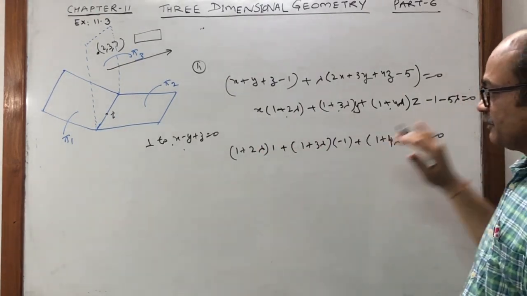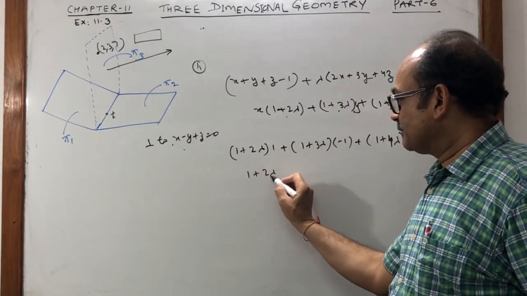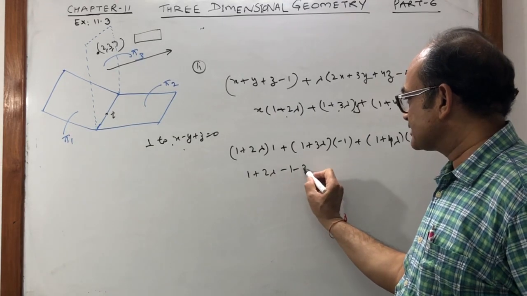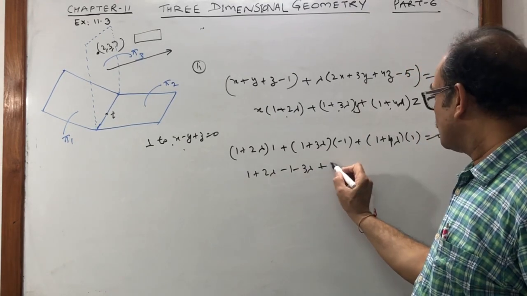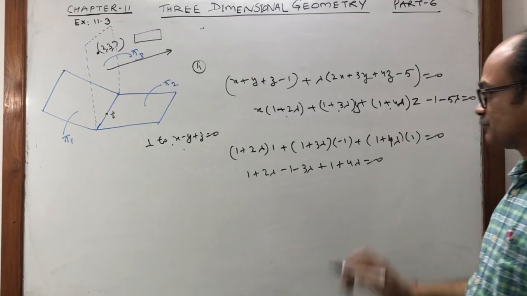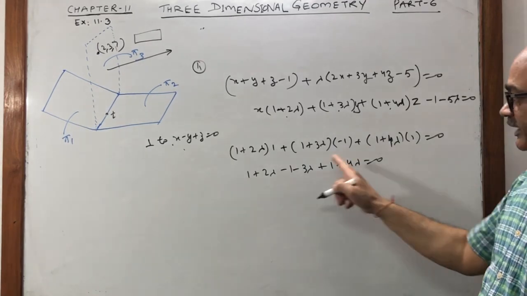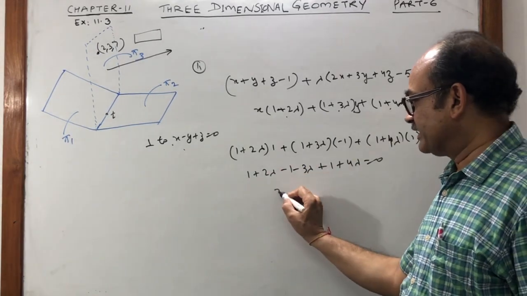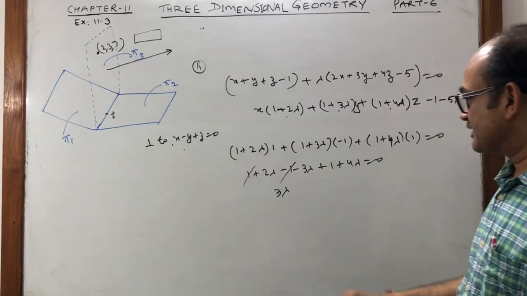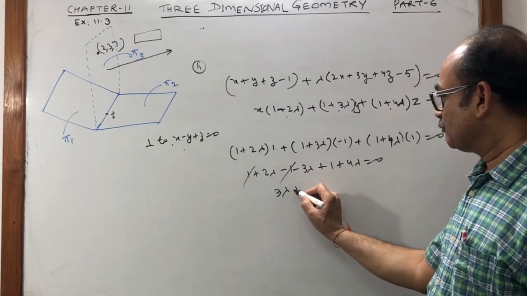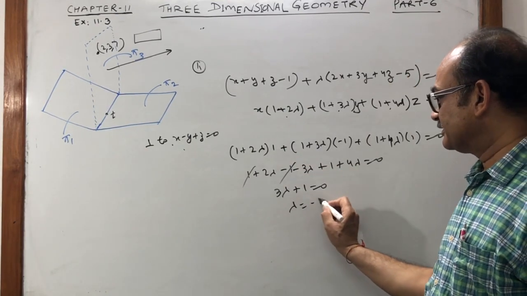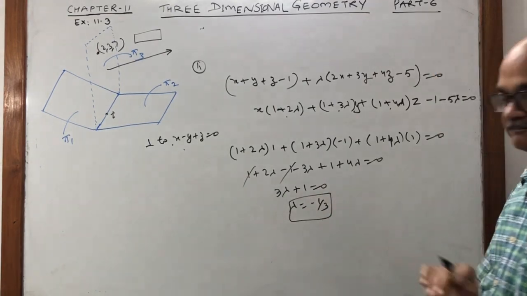If we open it, what are we getting? 1 plus 2 lambda, minus 1 minus 3 lambda, and 1 plus 4 lambda equals to 0. 4 and 3, 1, 1 and 2, 3 lambda. Minus 1 plus 1 cancel out, it is only 1. So lambda is nothing but minus 1 by 3.